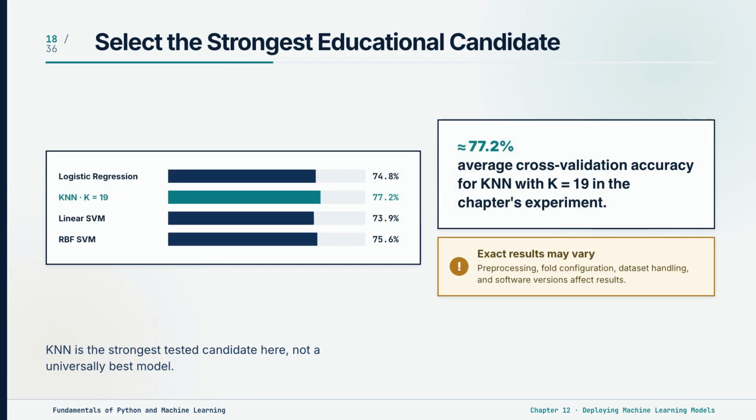In the chapter's experiment, k-nearest neighbors with 19 neighbors produces the strongest average accuracy, reported at approximately 77.2%. The exact value may vary with data cleaning decisions, default configuration, and software versions. The important lesson is the selection process. The model was not chosen because KNN is universally best. It was chosen because it performed strongest among the tested candidates under the chapter's evaluation setup. For another dataset, another algorithm may be more appropriate.